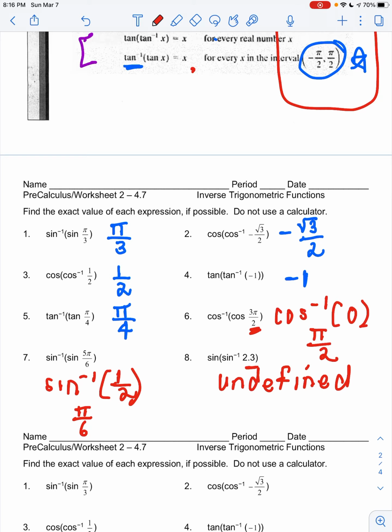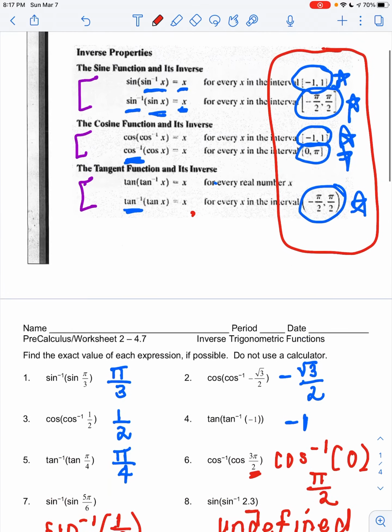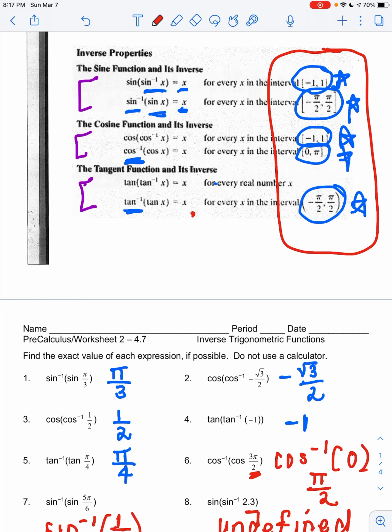So like in 6, we had to find the cosine of 3 pi over 2 first, since 3 pi over 2 is not between 0 and pi. And in number 7, 5 pi over 6 is not between -pi over 2 and +pi over 2, so we found that value first, and then we found the inverse sine. It really depends on the problem. You could always do it as a 2-step process, but you don't have to if you understand the restrictions on the functions that we see above.